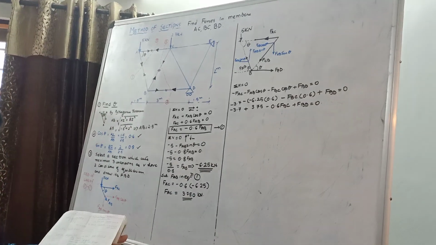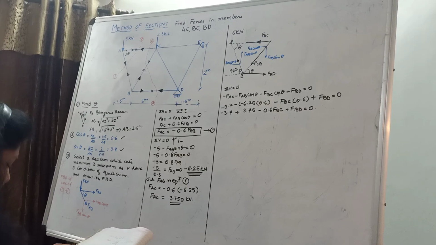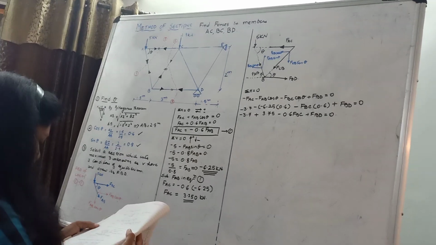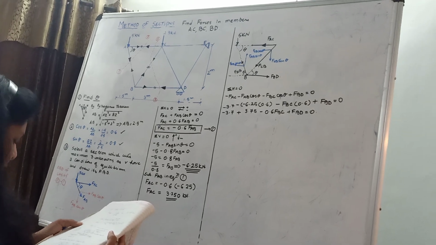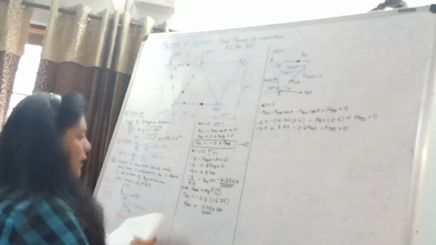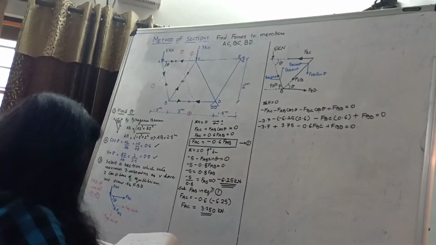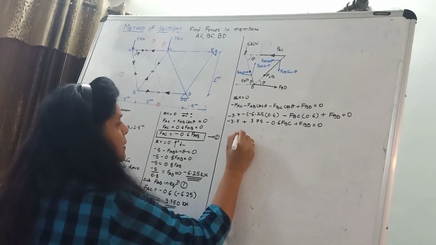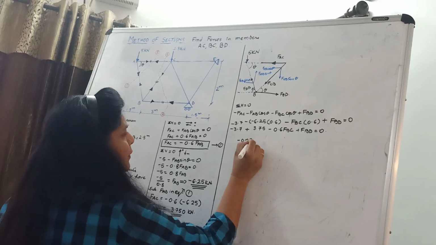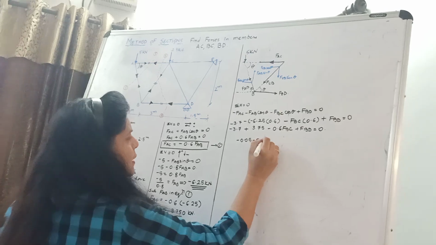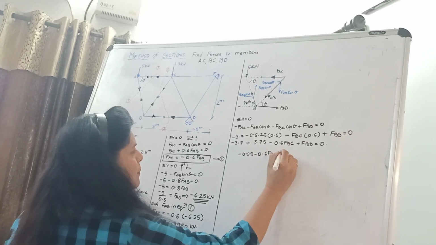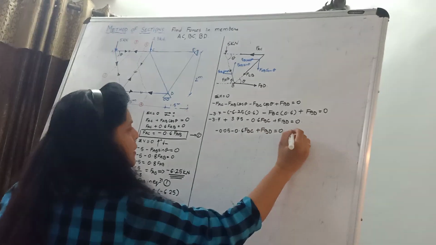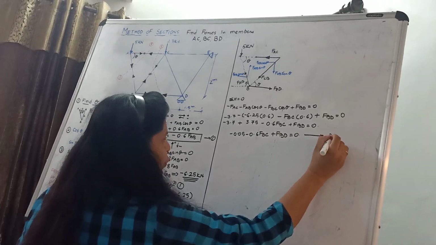Okay. So now we get it as 0.6 FBC is equal to, this will be minus 0.05 minus 0.6 FBC plus FBD is equal to 0. This is our equation number 2.